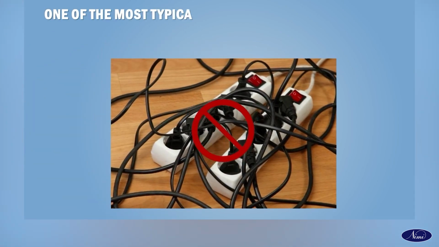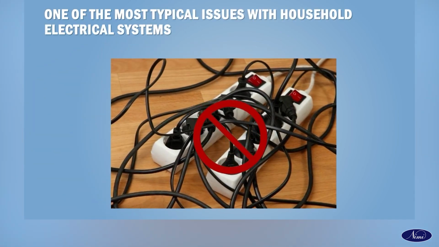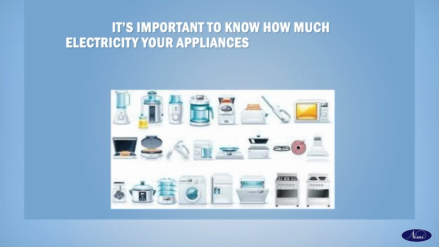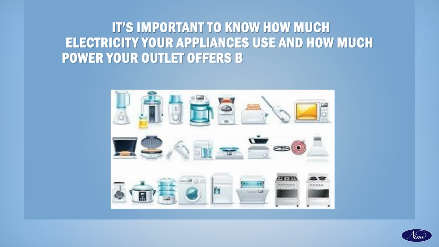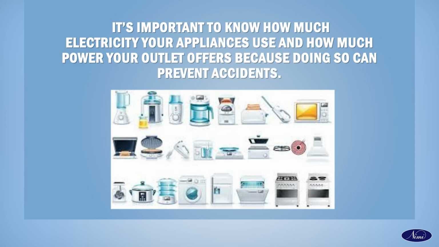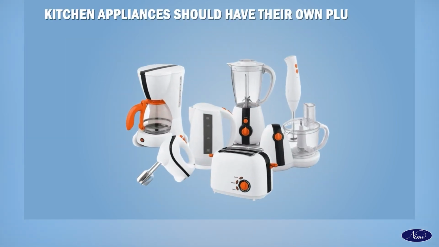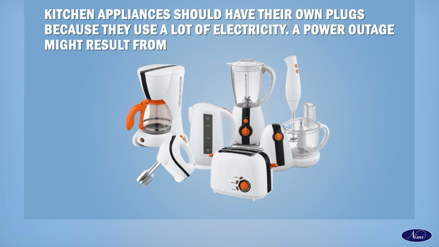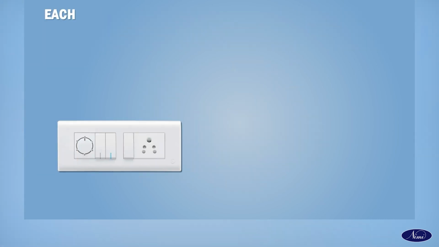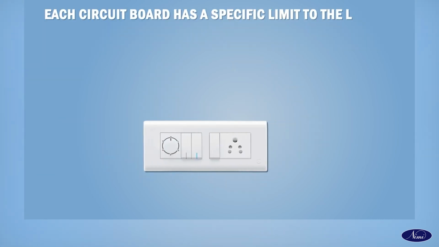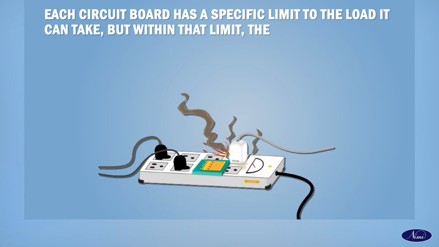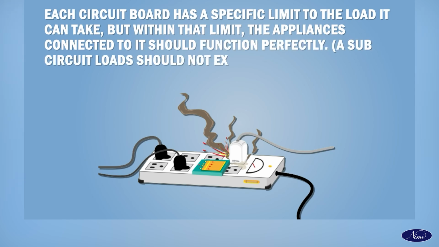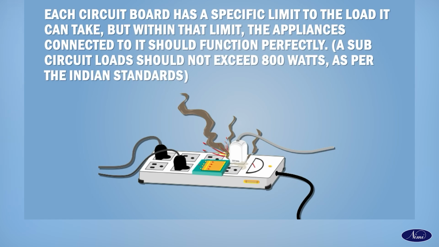Do not overload. One of the most typical issues with household electrical systems is overloading. It's important to know how much electricity your appliances use and how much power your outlet offers, because doing so can prevent accidents. Kitchen appliances should have their own plugs because they use a lot of electricity. A power outage might result from overloading a circuit with many plugs. Each circuit board has a specific limit to the load it can take, but within that limit, the appliances connected to it should function perfectly. A sub-circuit load should not exceed 800 watts as per the Indian standards.